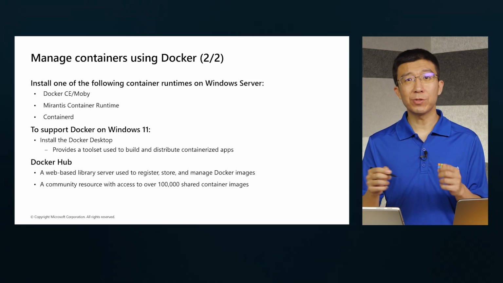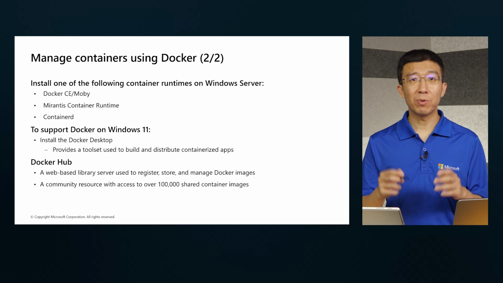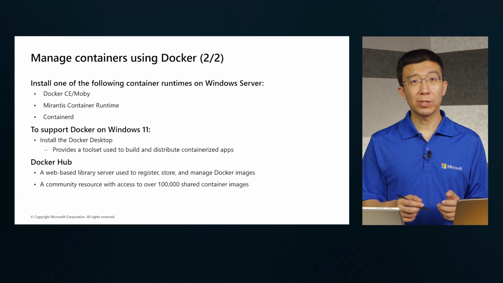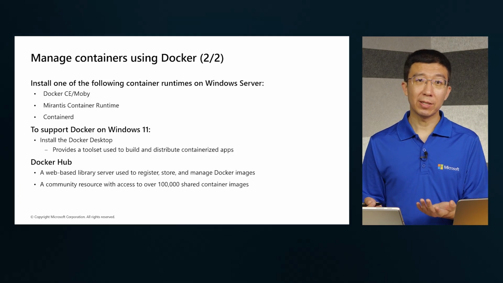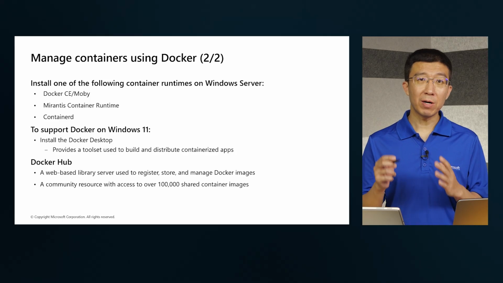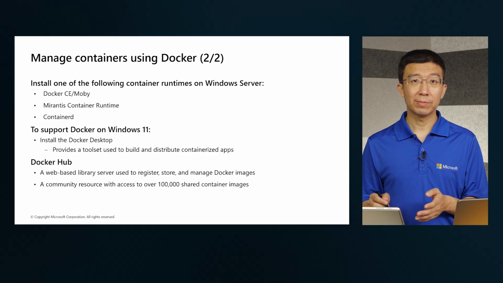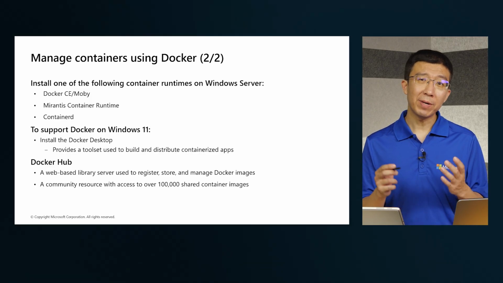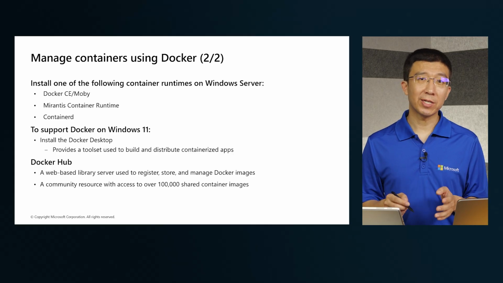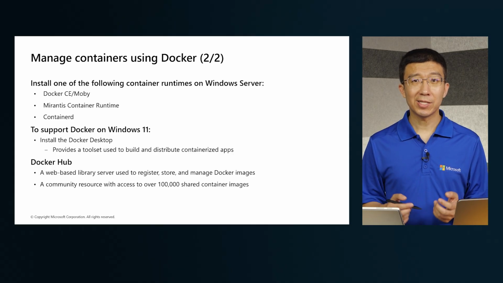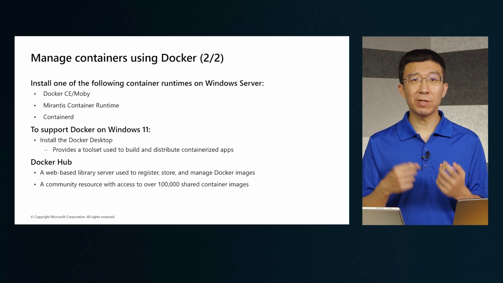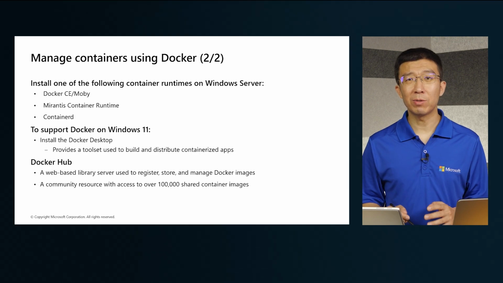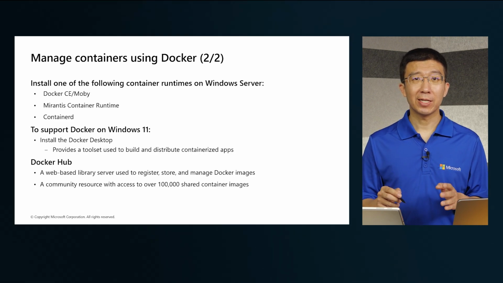To run containers on Windows Server, install a supported container runtime. You can choose Docker CE, Moby, Kubernetes Container Runtime, or Containerd. Docker Hub is a web-based registry for storing and sharing container images. Access thousands of ready-to-use images for your projects. Always use the latest supported runtime for security and compatibility.